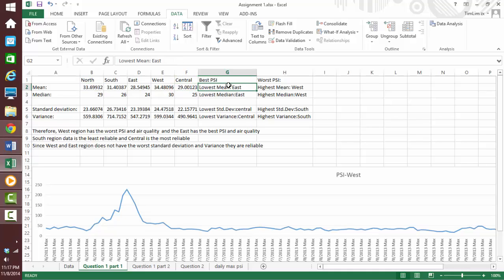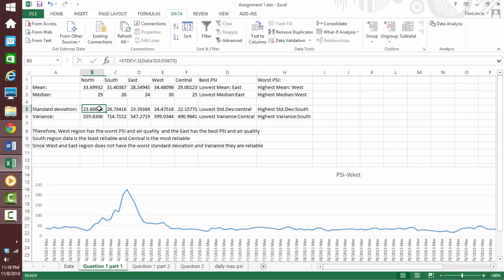Thus justifying that the lowest mean is east, and the highest mean is west, which is 34. And I found the lowest median using the same thing, just typing equals median, as I did for the mean. The lowest median is east, and the highest median is west. So from the mean and median, I was able to know which has the best and the worst PSI. The best is east, and the worst PSI is west. So east has the better air quality, and west has the worst, because the higher the PSI, the worse the air quality. So the lower the PSI, the better the air quality.